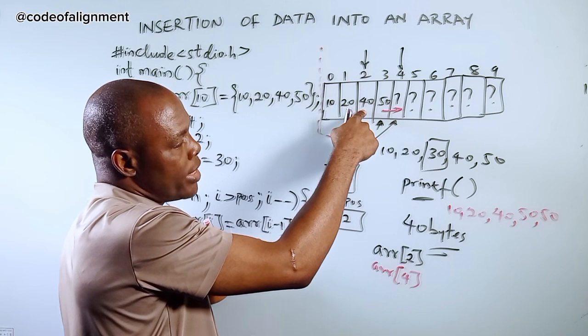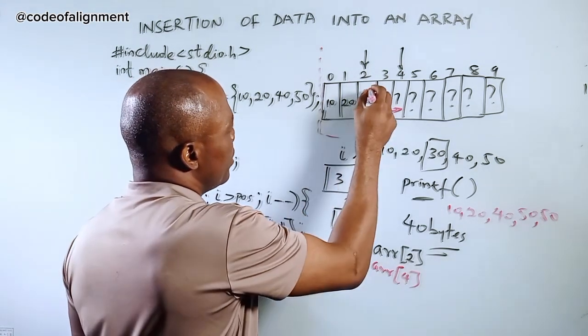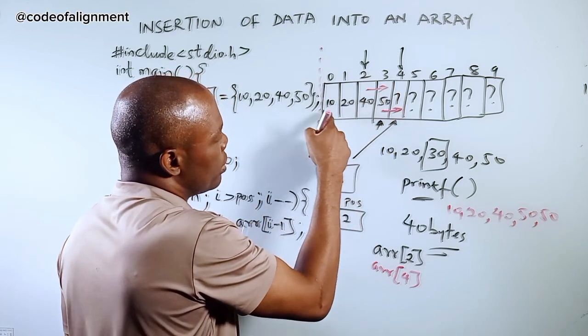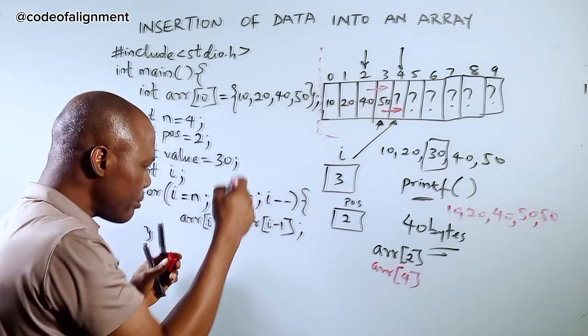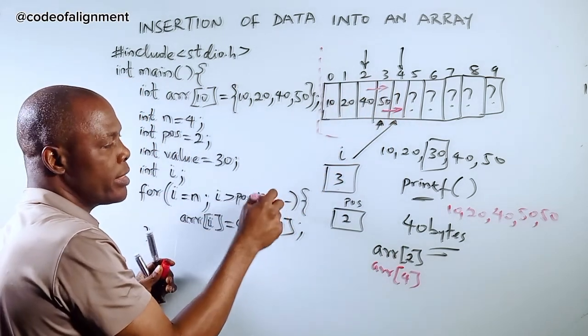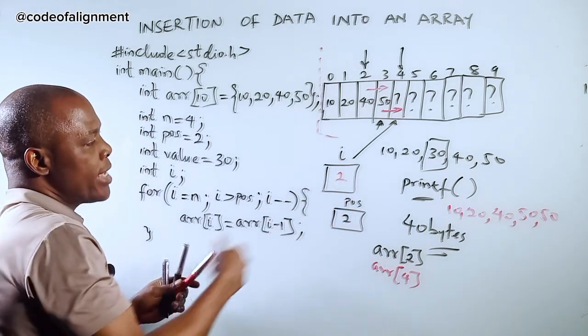It will calculate the address of 40 and move that 40 to this place. So it will copy it to this place. So here will be 10, 20, 40, 40, 50. That's what will happen. Then it will decrement again. So it will bring this down to 2. So i is now 2.